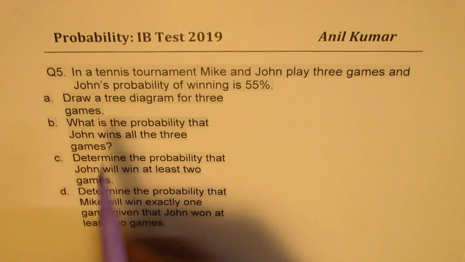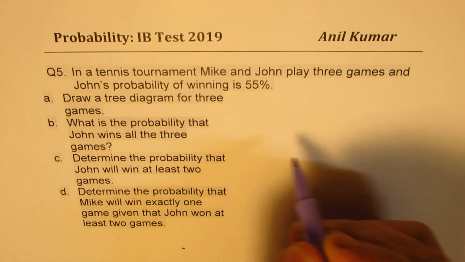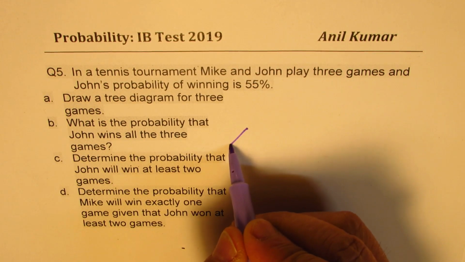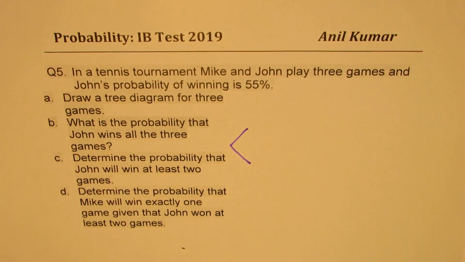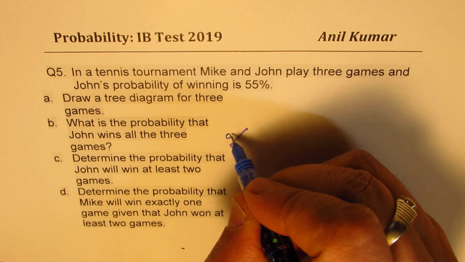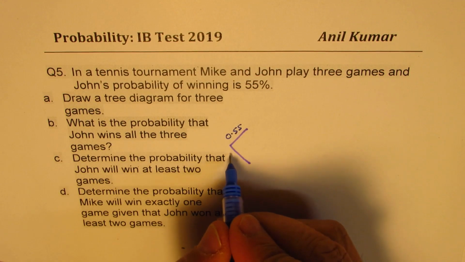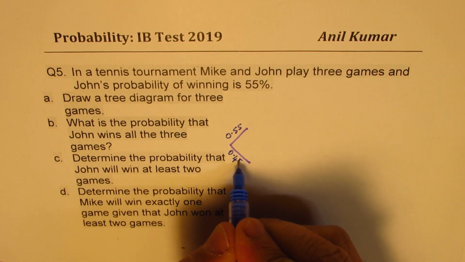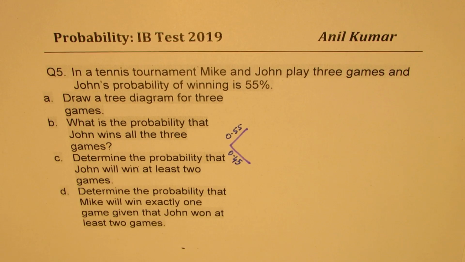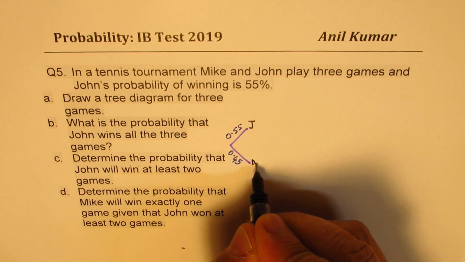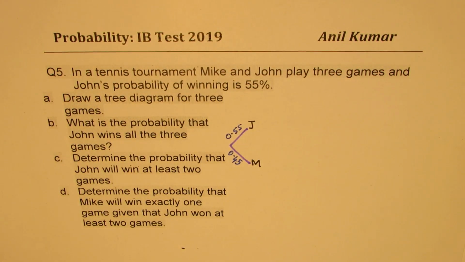So let's begin with the tree diagram, and that is going to help us to answer the other questions also. This is a big diagram in a small space here, so let me begin like this. Let's say John's probability is 0.55. So the probability for Mike is going to be 0.45, correct? Now let me write J for John and M for Mike. So that is the first game.